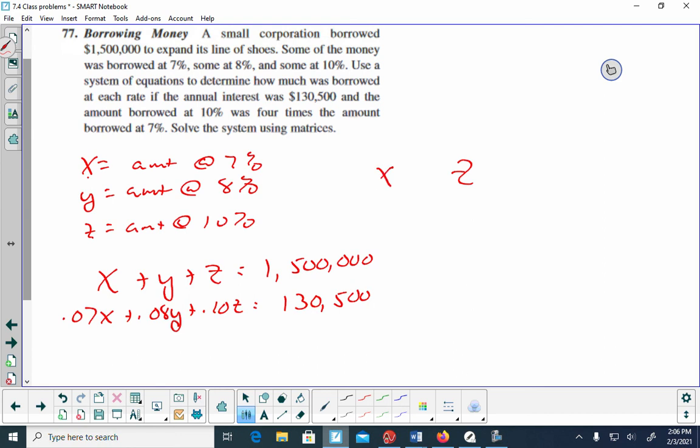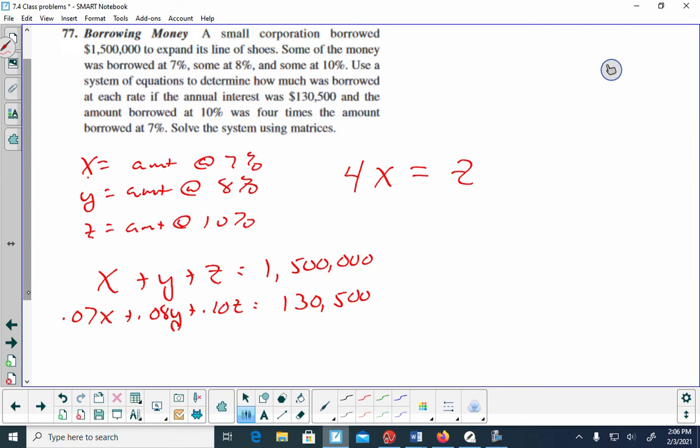The last equation is that the amount borrowed at 10%, that's Z, was 4 times the amount borrowed at 7%, which is X. So to set these equal to each other, I'm going to have to multiply that X by 4. 4 times that amount will give me Z. Now, in order to do this, I have to put it so it's set equal to 0.